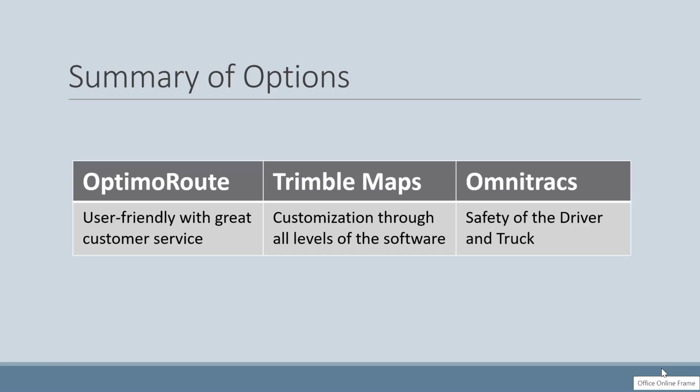So for the summary of the options, we decided to highlight the main focus for each package. For Optimo Route, it was very user-friendly and had really good customer service compared to the other two. Trimble has high customization, which can be really positive just to make it however you need it to work for you. And then Omnitrax had a really big focus on the safety of the driver and the truck.